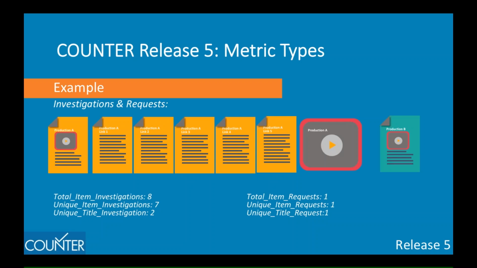Let's look at the total item request. Again, as we told, the requests are only involved with the full content view. In this case, there is only one video viewed, and in this case, total item request will be 1. Unique item request will also be 1, and unique title request will be 1.